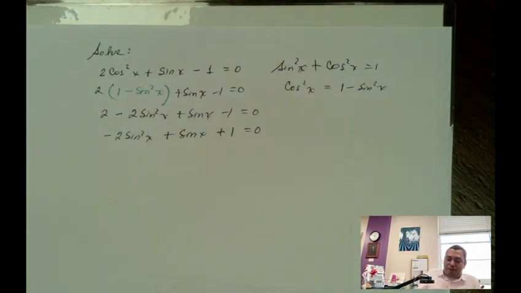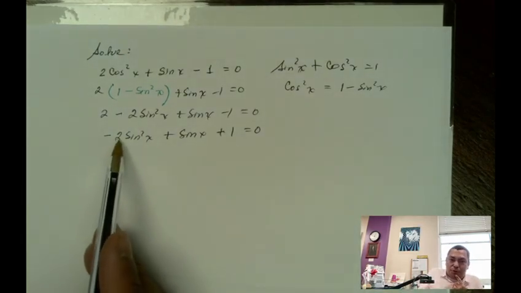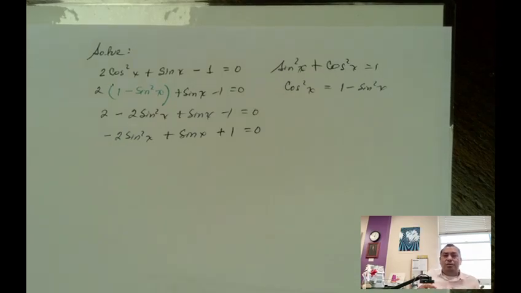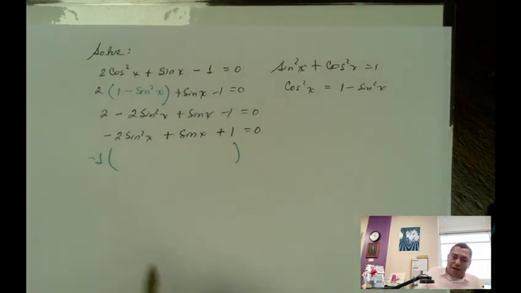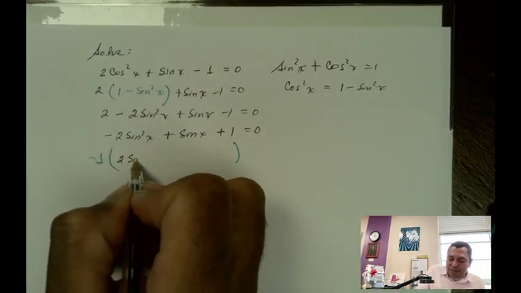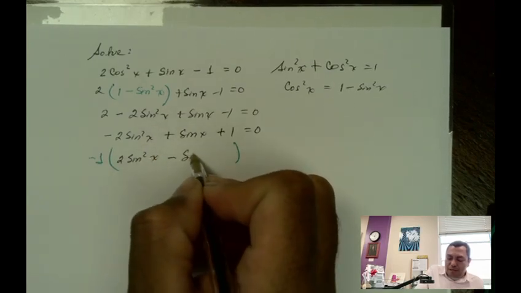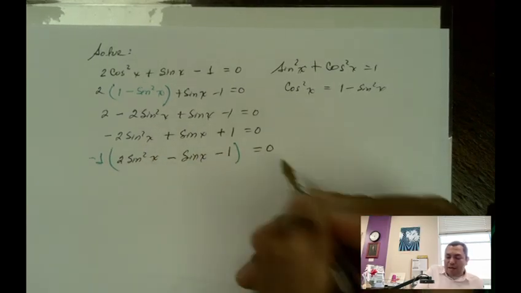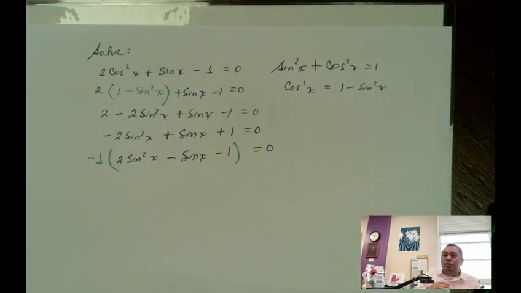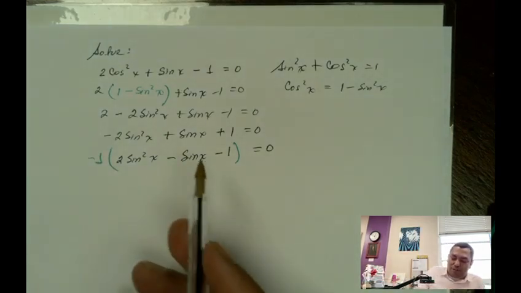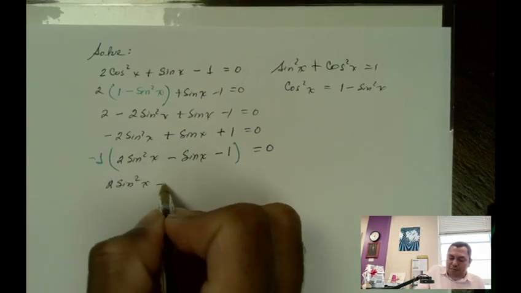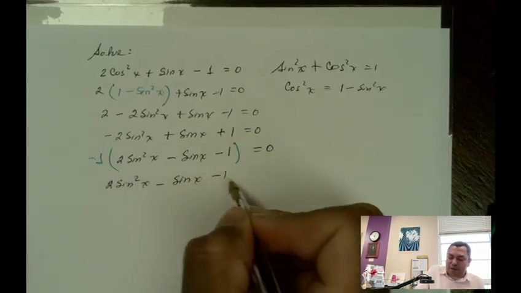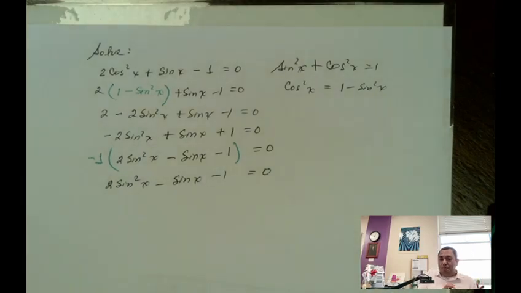Now at this point, the leading coefficient 2 is negative. I like those leading coefficients to be positive. So I'm going to take the greatest common factor negative 1. Okay, this function. So I'm going to have 2 sine squared of x minus sine of x minus 1 equals 0. Negative 1 is multiplying, so it goes dividing to the others on the right side. So what I have is 2 sine squared x minus sine x minus 1 equals 0.